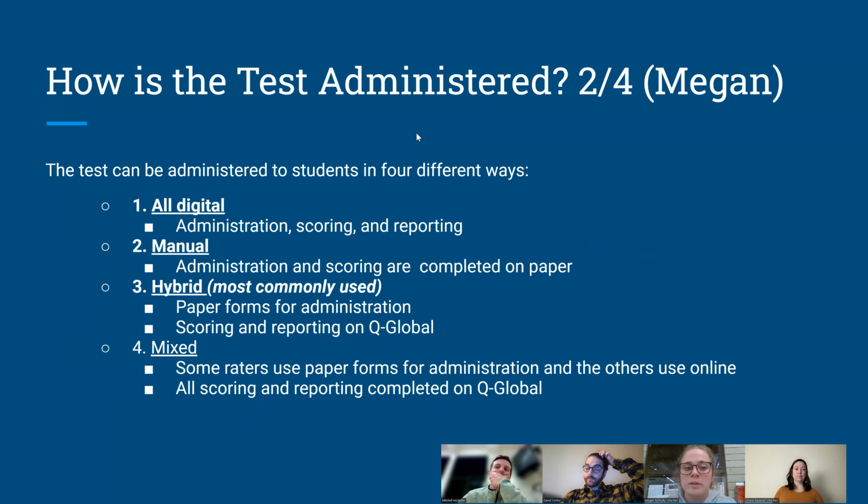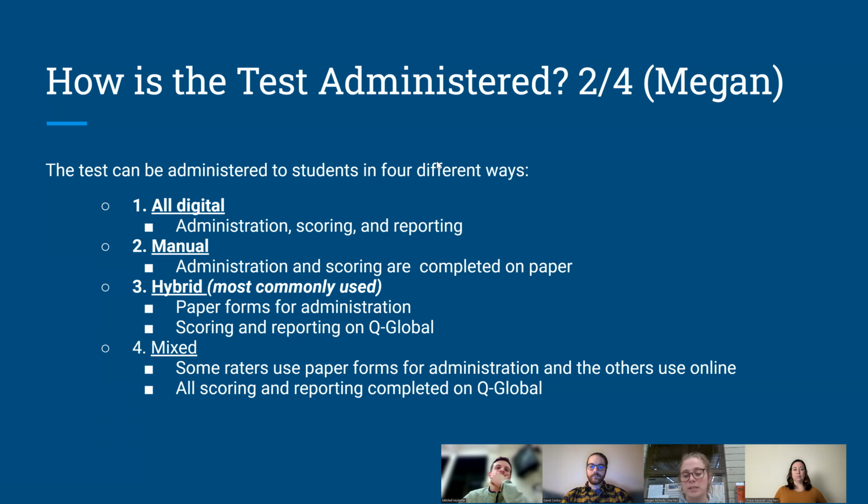So how is the test administered? There are 4 different ways in which you can administer the Vineland 3. The first is in an all digital format, where you administer it digitally, you score it digitally, and you do the reporting also digitally. The second way that you can do it is manually. You administer and score and do the reporting all on paper.